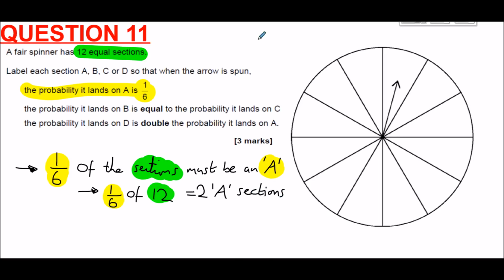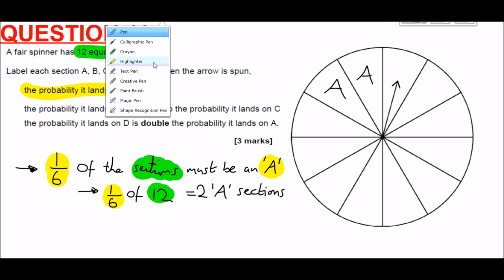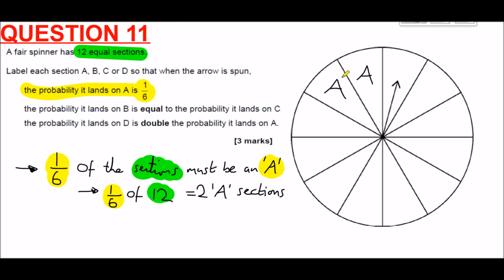Doesn't matter where you put them, as long as you put 2 sections on here and label them A. Colouring in you don't need to do, but I like a bit of colour sometimes. So yeah, 2 sections are going to be A. When it says probability it lands on B is equal to the probability it lands on C, that doesn't really help us much yet.